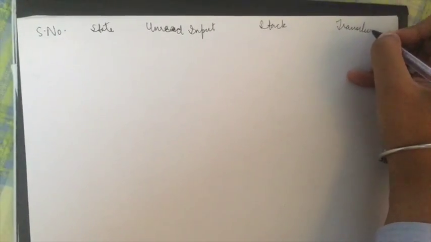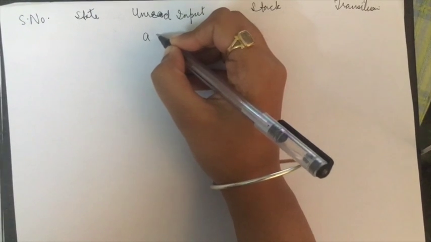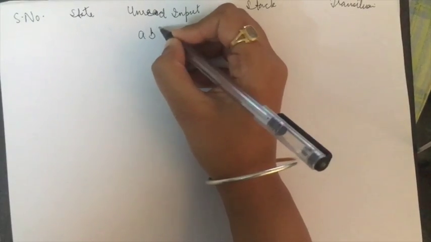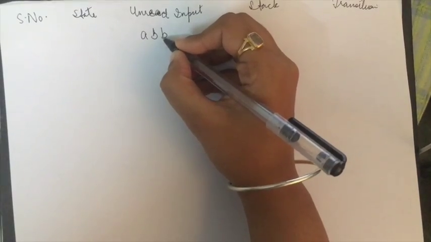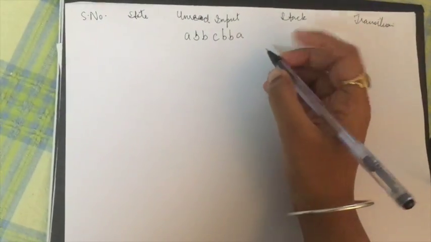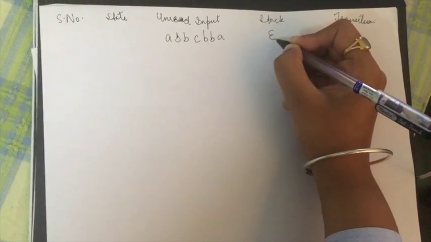Okay, the stack and the transition used. So the unread input, let it be A, B, B, C, B, B, A. Okay. So the first thing we are going to do is push null into the stack.